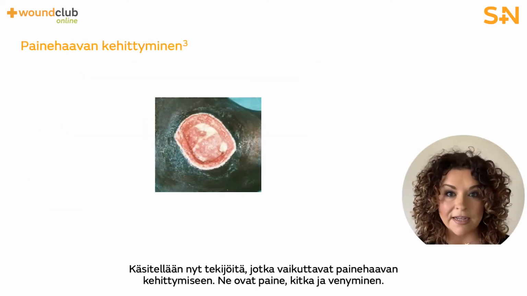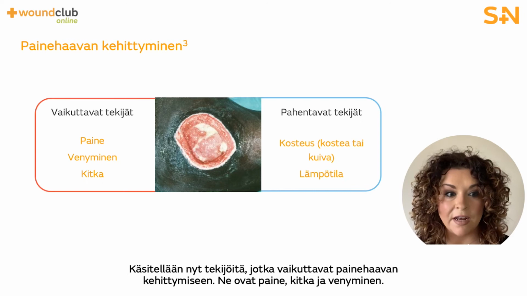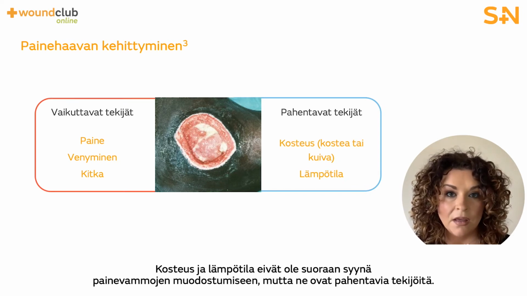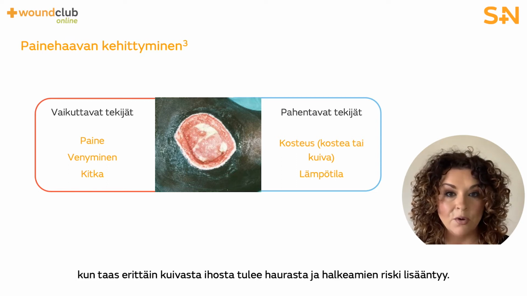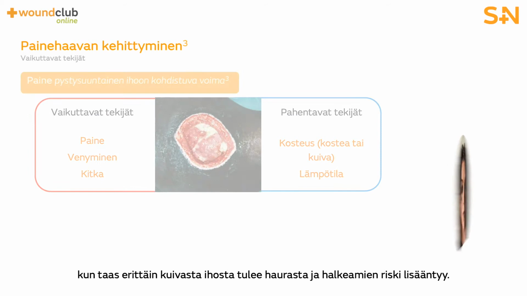Let's consider the factors contributing to pressure ulcer development, which are pressure, friction, and shear. Humidity and temperature are not direct causes of pressure injuries, however, they are exacerbating factors. Moisture and temperature can weaken the skin and also increase the risk of friction and shearing of superficial tissue, whereas very dry skin becomes brittle and has increased risk for fissures or cracks.